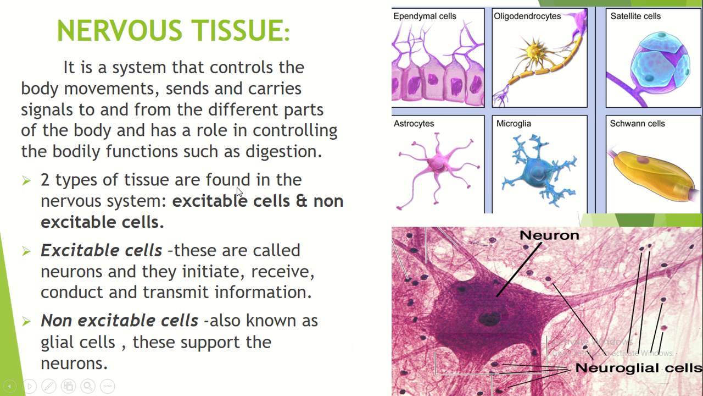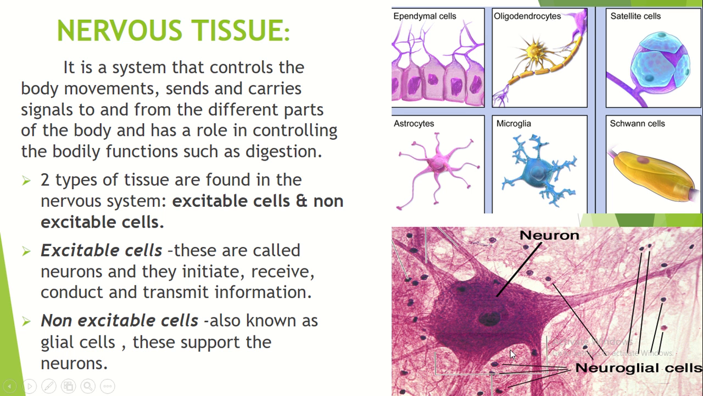So two types of cells are found in the nervous system: the excitable cells and the non-excitable cells. Nervous tissues are classified into two: excitable and non-excitable. The excitable cells are called neurons, and they initiate, receive, conduct and transmit information. So neurons are called the excitable cells. This is the one which initiates the signals, receives the signals, and conducts and transmits them from one neuron to the other. Everything is happening because of this excitable cell, that is the neuron.